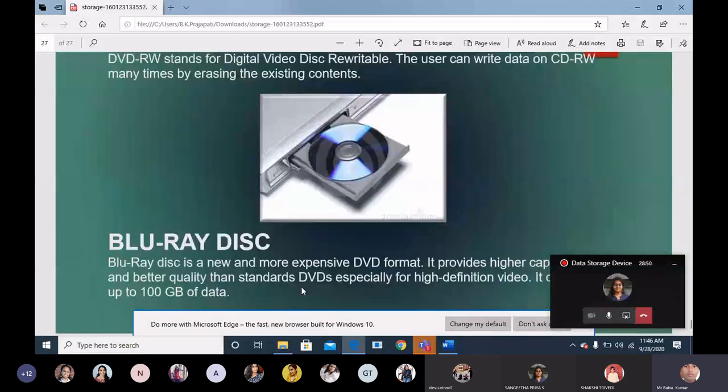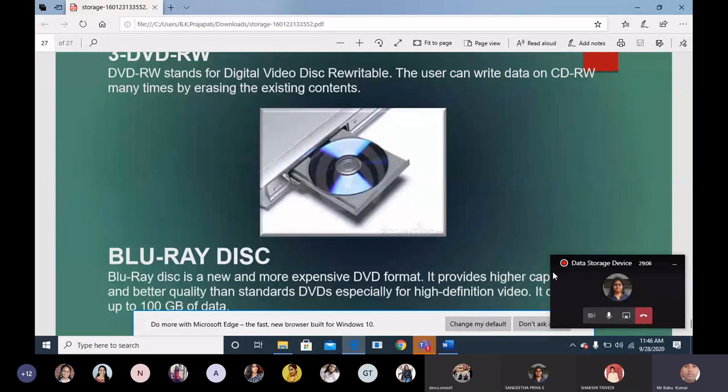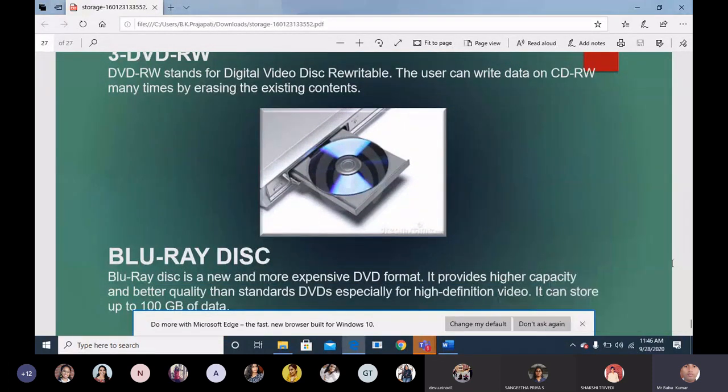Blu-ray disc. Blu-ray disc is a new and more expensive DVD format. It provides high capacity and better quality than a standard DVD, especially for high definition video. It can store up to 100 GB of data.